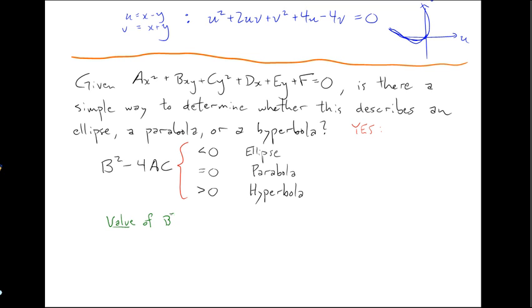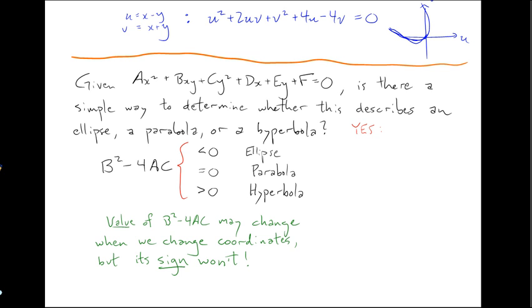Fascinating. Now the value of b squared minus 4ac may change when we change coordinates, either rotating or translating, but its sign won't change, no matter how you change the coordinates. Finally, the fact that b squared minus 4ac negative gives an ellipse, well, there's some wiggle room there. There are all sorts of negative numbers. Similarly, if b squared minus 4ac is positive, you get a hyperbola. There are all sorts of positive numbers, so there's some wiggle room there. But only if b squared minus 4ac is 0 do you get a parabola, and there's no wiggle room there.